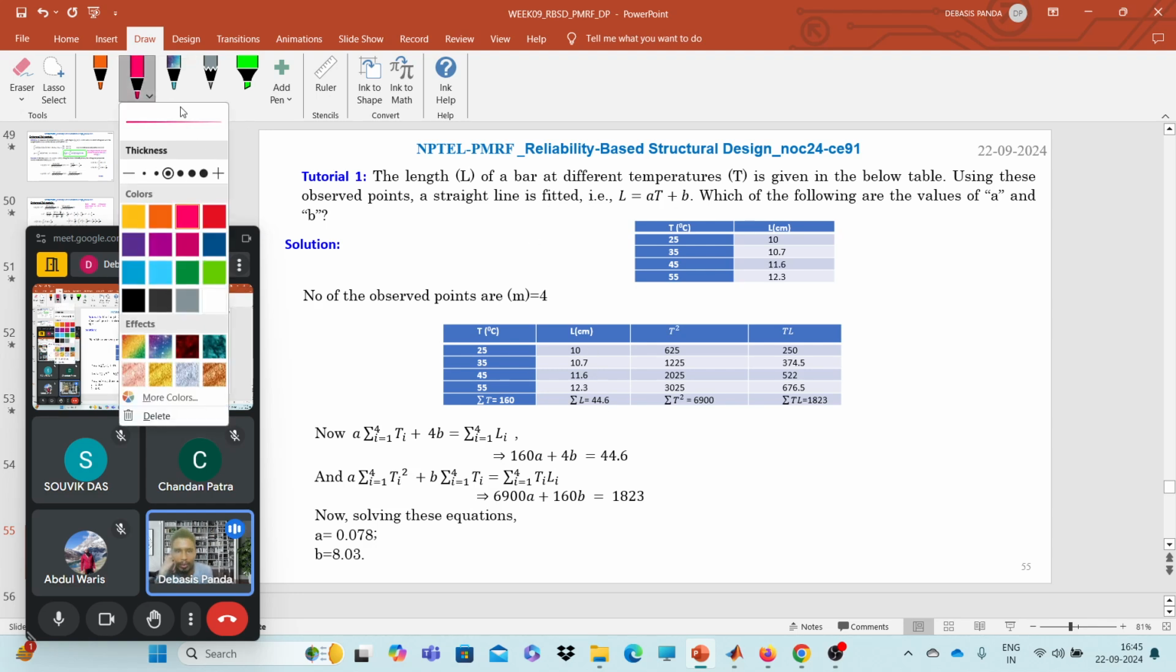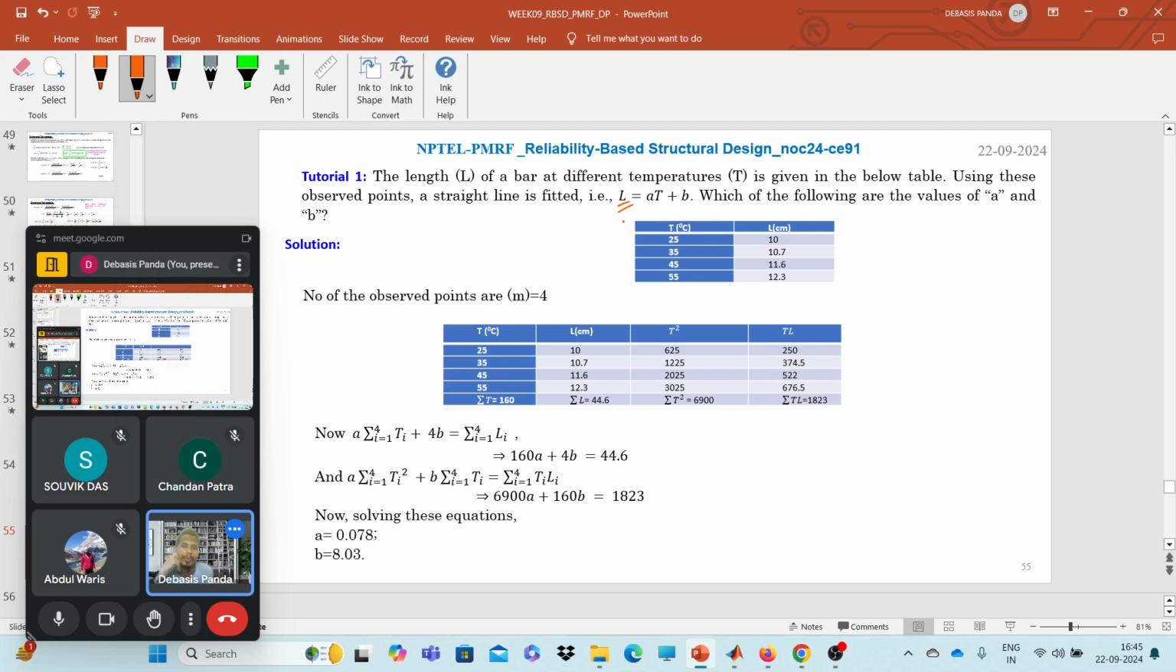What you need to do: you have two unknowns, so you need to develop two normal equations. The first normal equation will be summation of L equals A summation of T plus B n. The second equation will be summation of L T equals A summation of T square plus B summation of T. So you just need to solve these two normal equations to get A and B.